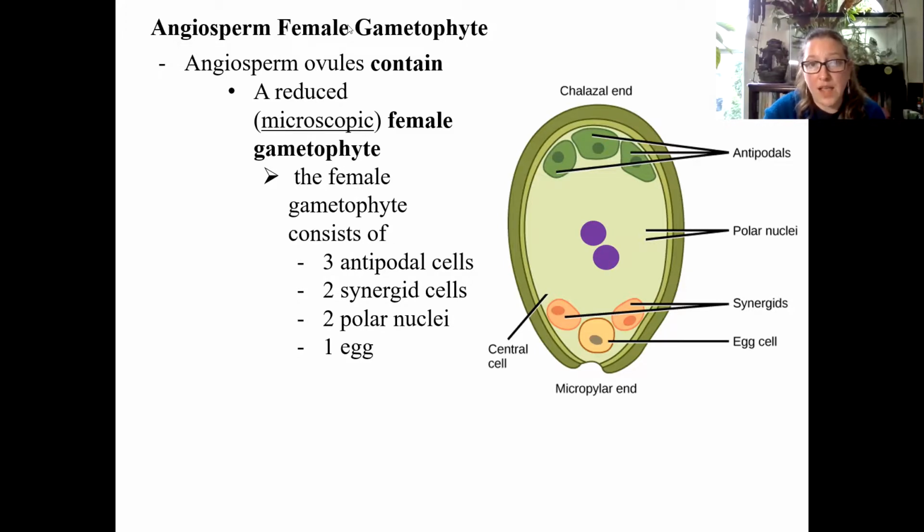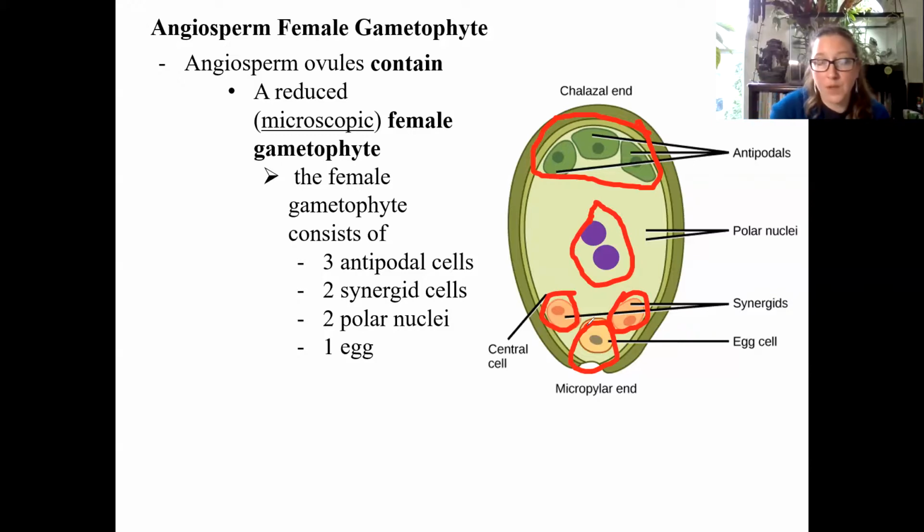There are these 3 antipodal cells, which are up here. 2 synergid cells. Here's one. Here's another. 2 polar nuclei located there. And 1 egg there. And that's it. That's the entire female gametophyte plant.